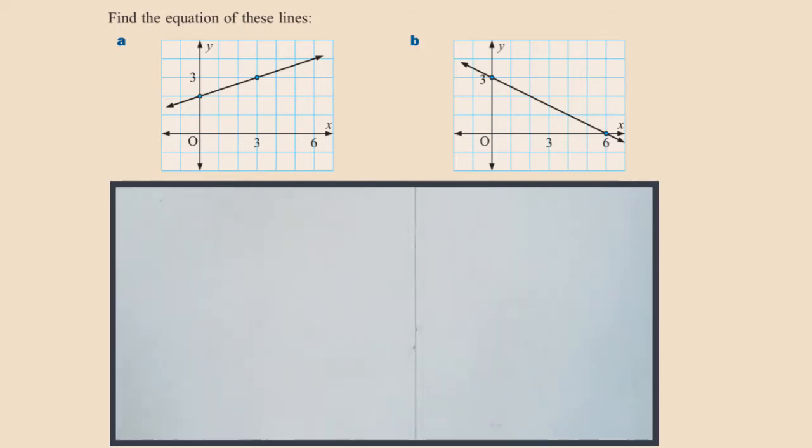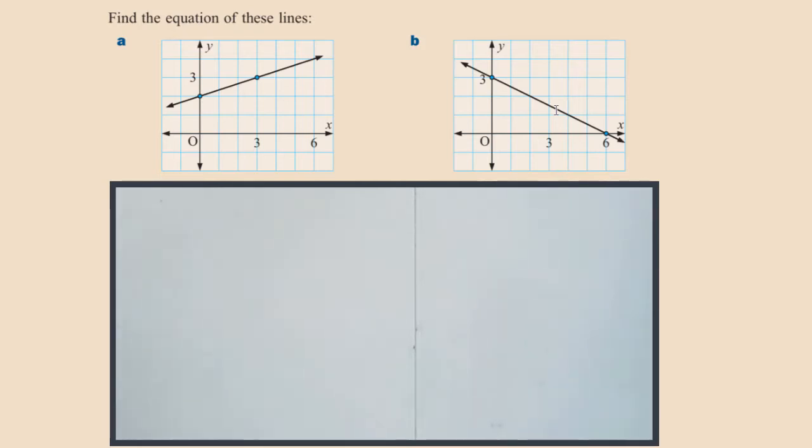Find the equation of these lines. So line A here, you've got a line going up. As we walk from left to right, we need to go up. So this is something with a positive gradient. Line B, it's going down. So we're anticipating a negative gradient.